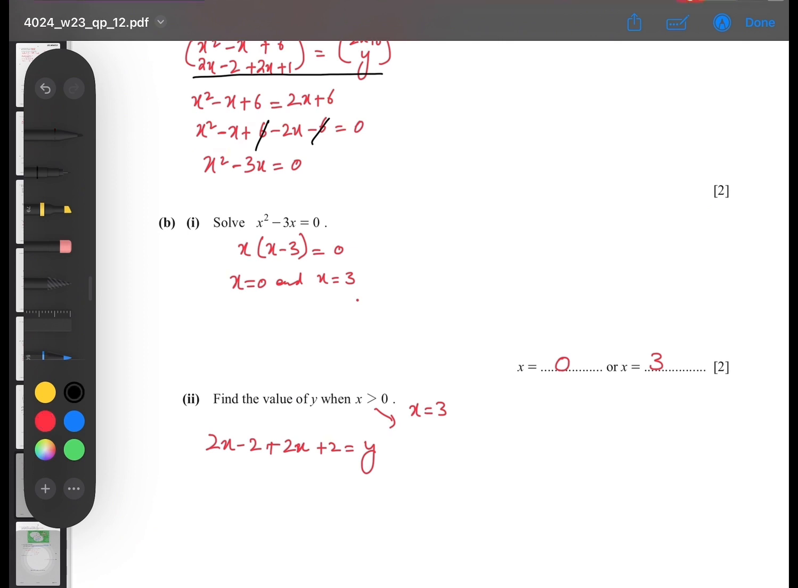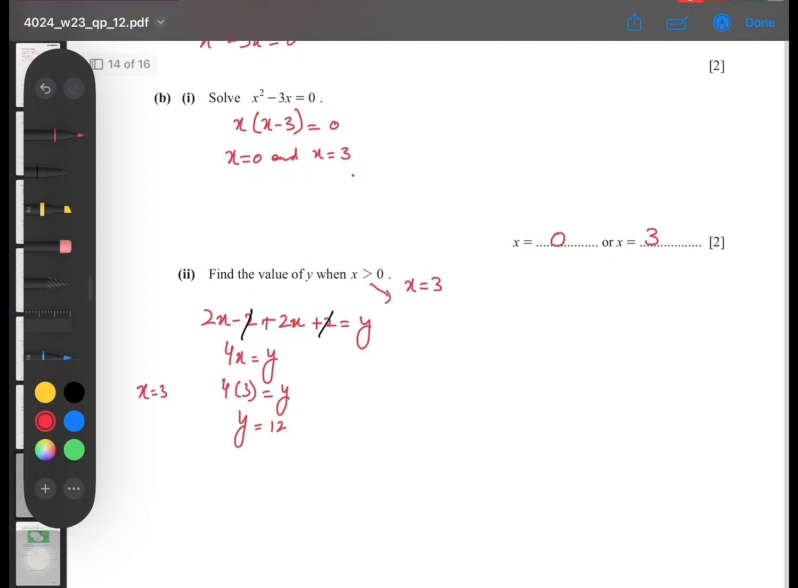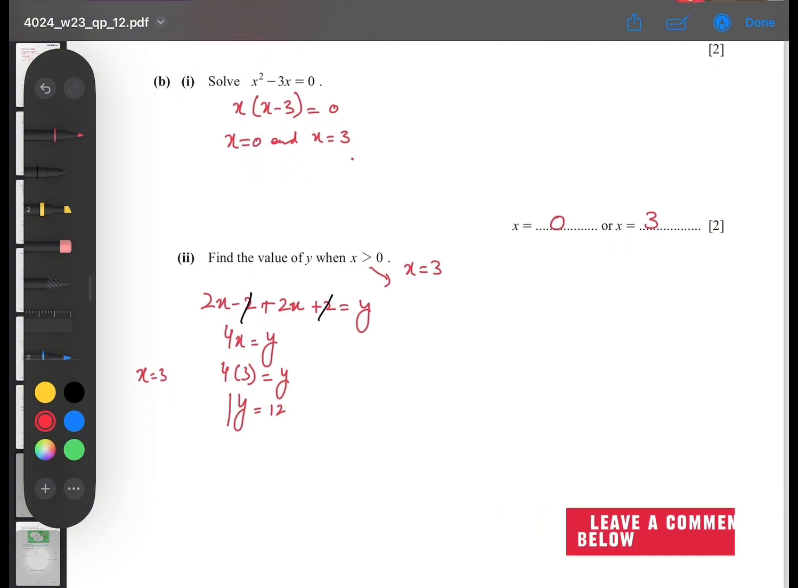Minus 2 and plus 2 will cancel out. So the remaining term is 4x is equal to y. Now I'm going to plug in the value of x is equal to 3. So this will be 4 into 3 is equal to y. So this is y is equal to 12. So this is the final answer.